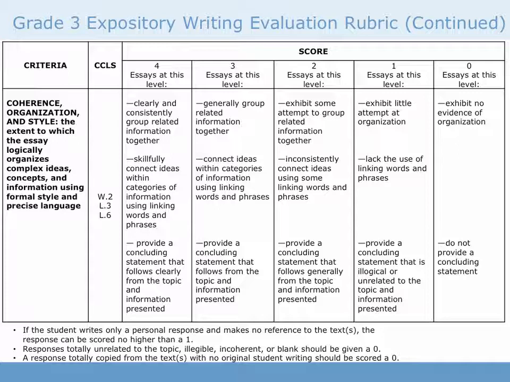The third bullet, Level 4, essays provide a concluding statement that follows clearly from the topic and information presented. At a Level 3, provides a concluding statement that follows from the topic and information presented. At a 2, provide a concluding statement that follows generally from the topic and information presented. At a Level 1, they provide a concluding statement that's illogical or unrelated to the topic and information presented. And at a Level 0, they do not provide a concluding statement.